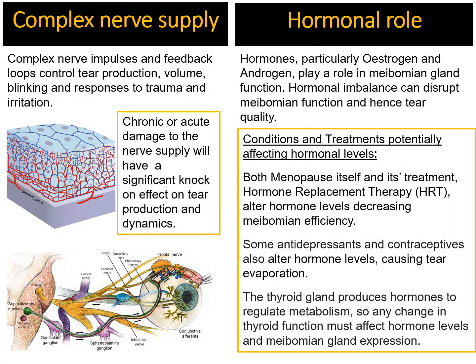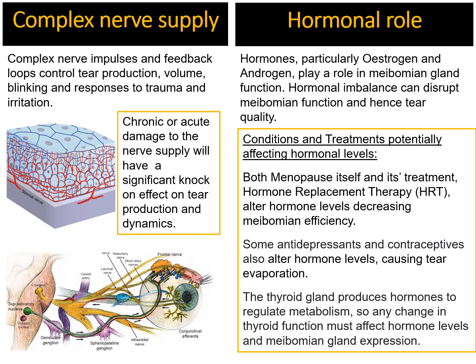And our eyes actually have extremely complex nerve supplies with feedback loops controlling tear production, tear volume, blink rates, and responses to trauma. We all know if we get a bit of grit in our eyes, they immediately water because they're trying to flush out the irritation. Then there are hormonal roles, especially estrogen and androgen.